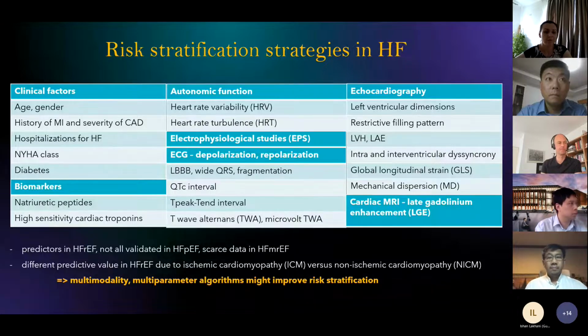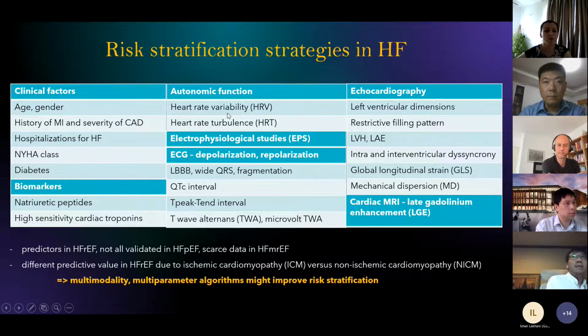Also, they have different predictive value in heart failure with reduced ejection fraction with respect to the ischemic versus non-ischemic etiology. These parameters have so far had limited use in the clinical setting, and most probably a multimodality, multi-parameter algorithm is needed to improve risk prediction.